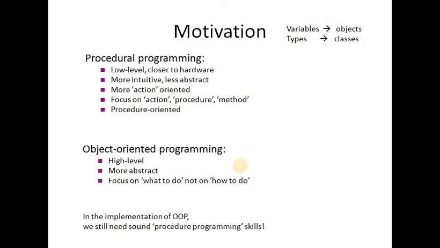We are focusing on variables and objects, and types we are converting into classes. So our motivation moves from variable to types, and we convert it into objects and classes. Object oriented programming is an actual high level language, more abstract, and focused on what to do, not on how to do it. So these are the actual motivations.